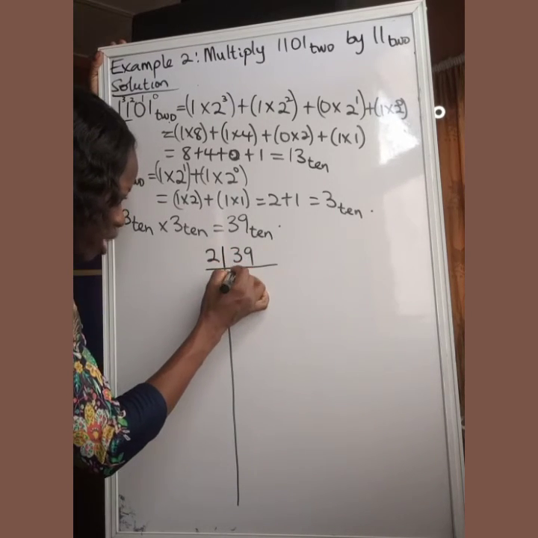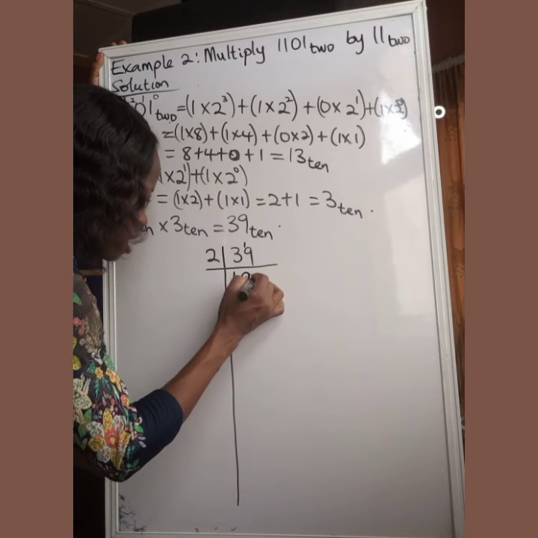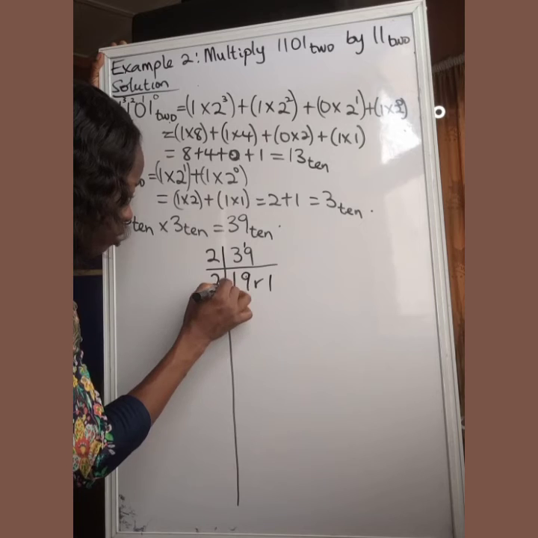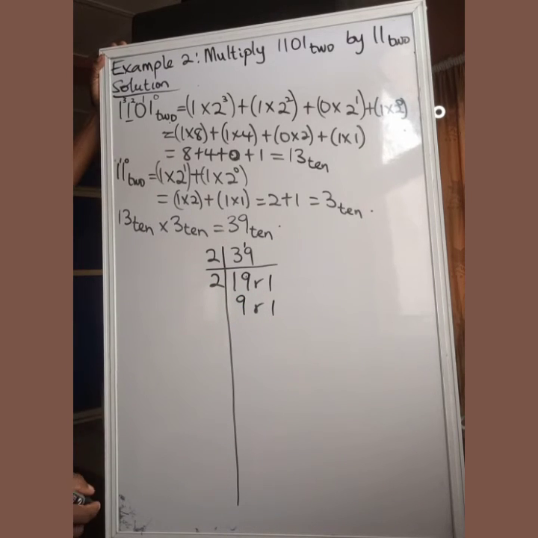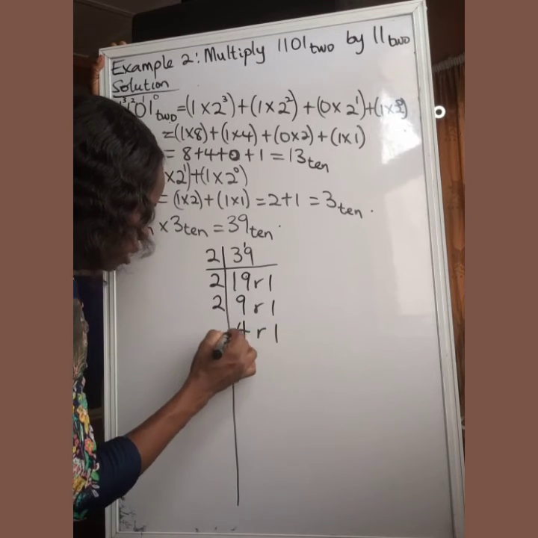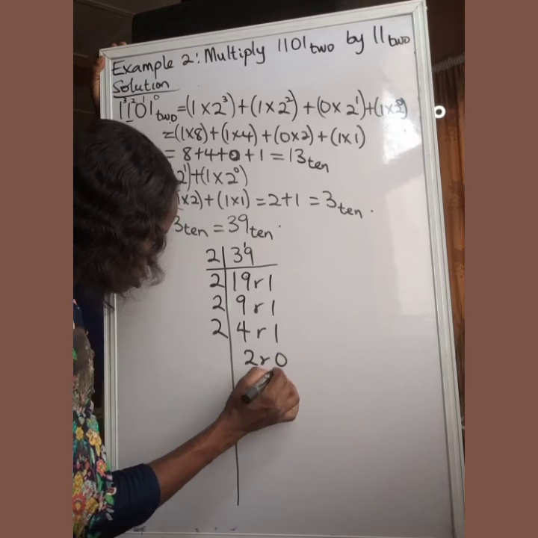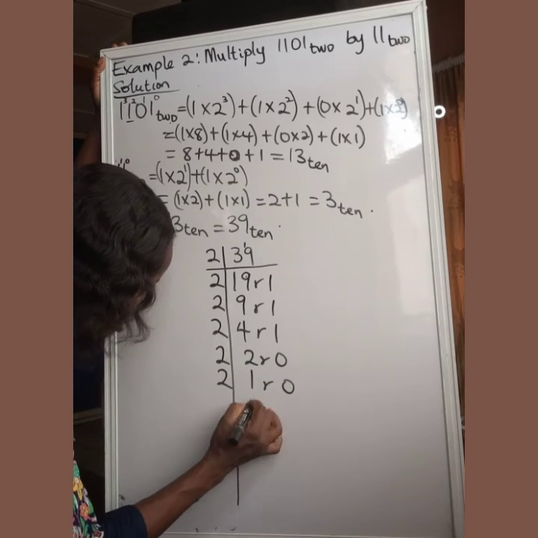So 2 in 3 we have 1, remainder 1. 2 in 19 we have 9, remainder 1. Then 2 in 9, 4, remainder 1. 2 in 4, 2, remainder 0. 2 in 2, 1, remainder 0. 2 in 1, 0, remainder 1.